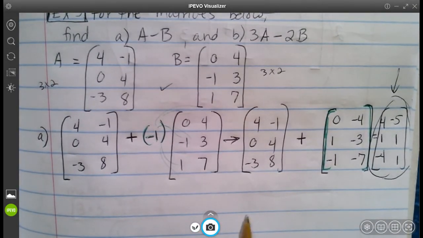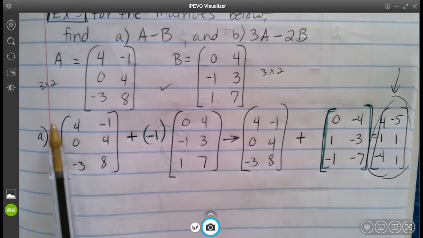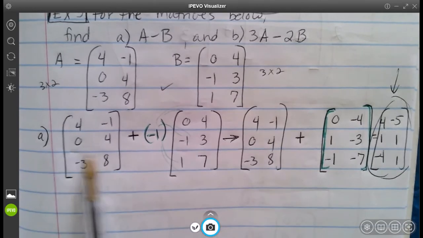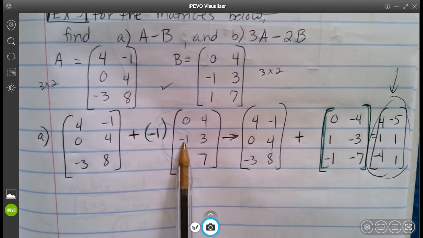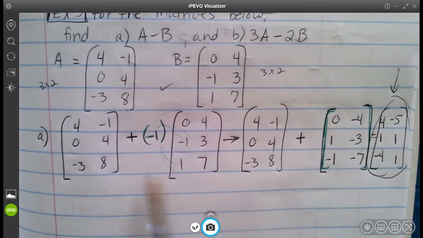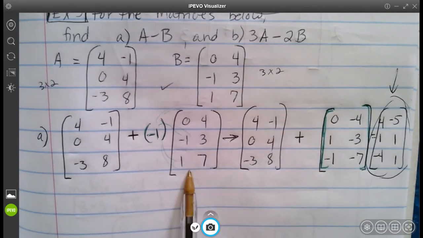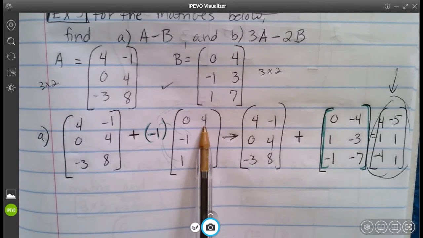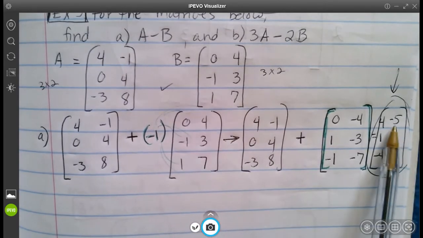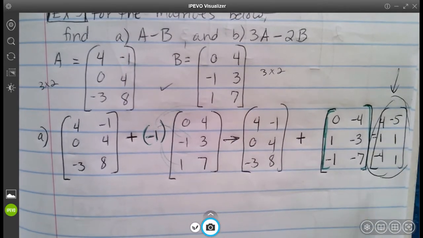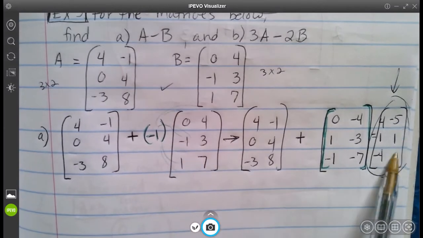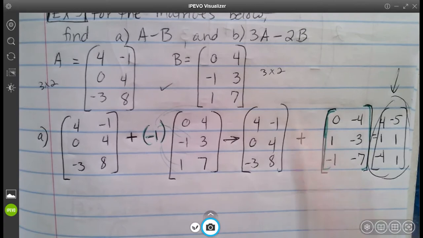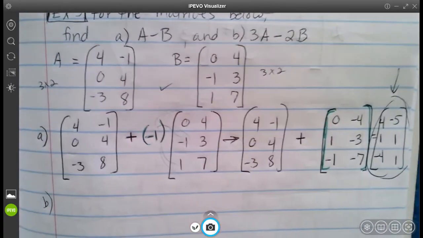If we wanted to do this using subtraction, we could have done the same thing. So 4 minus 0 is still 4. 0 minus -1 is the same as +1. -3 minus 1 is -4. -1 minus 4 is -5. 4 minus 3 is 1, and then 8 minus 7 is 1. So same thing. Let's look at part B.